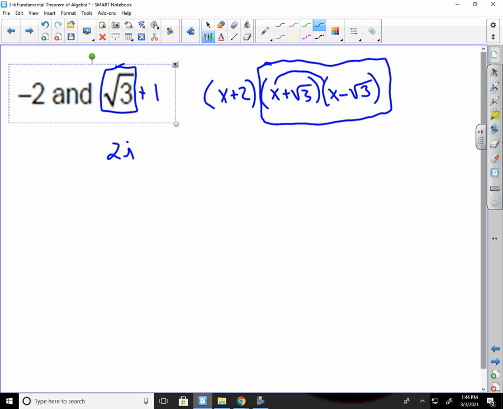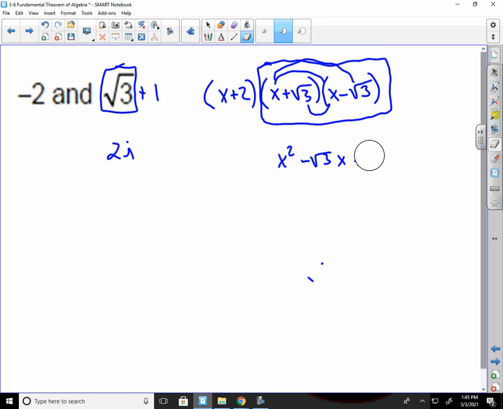So then x times x gives me x squared. Outer gives me minus the square root of 3 times x. Inner gives me plus the square root of 3 times x. And really you should put your x in front of the square root, just so you don't get confused about whether your x is under the root.